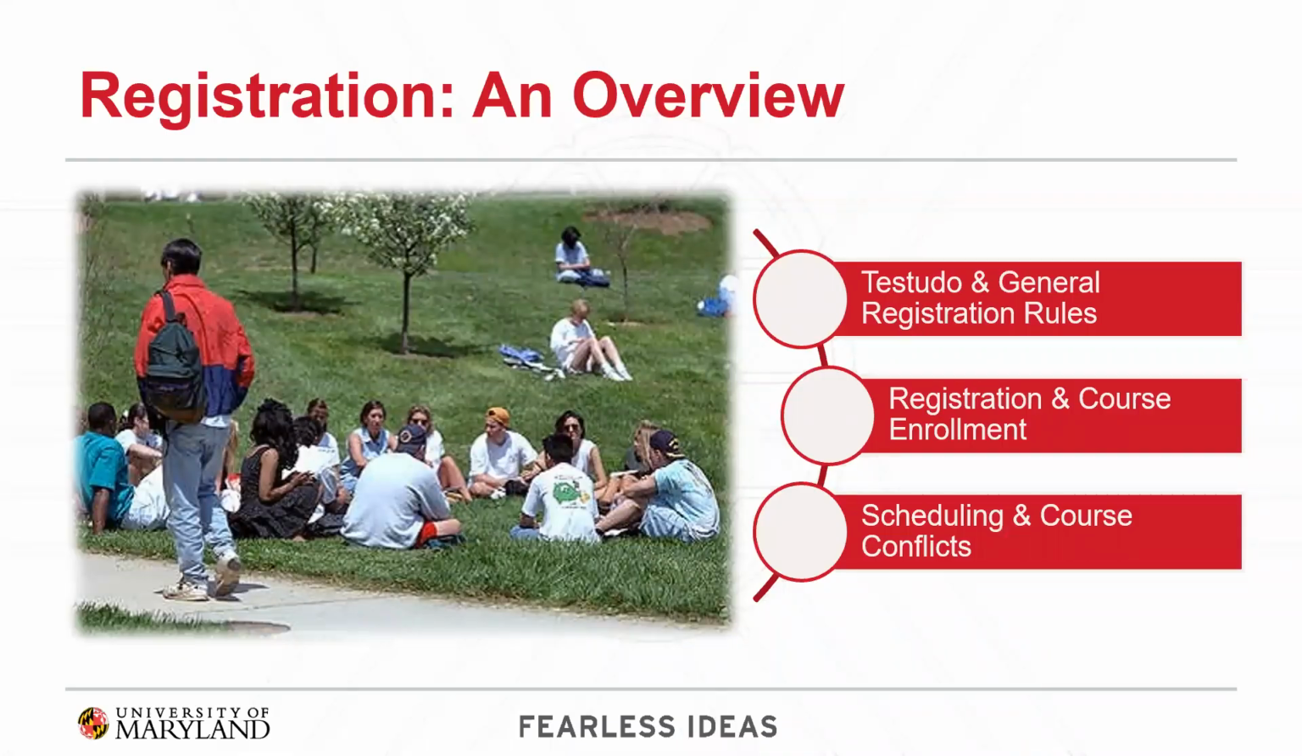One of the things that we know is that you may have participated in the university's orientation office's Canvas page, in which case you have received a significant amount of information already. Thus, we wanted to provide you with a brief overview. But in the event that you have not been able to sit down and thoroughly watch all of the information there, we of course wanted to make sure that you had some of the key pieces of information. So we'll be discussing Testudo and general registration rules, registration and course enrollment, scheduling, and course conflicts.